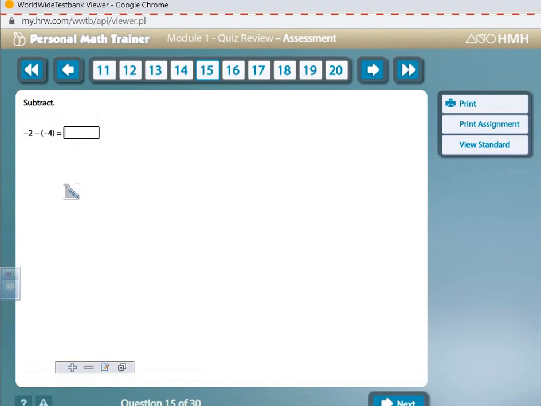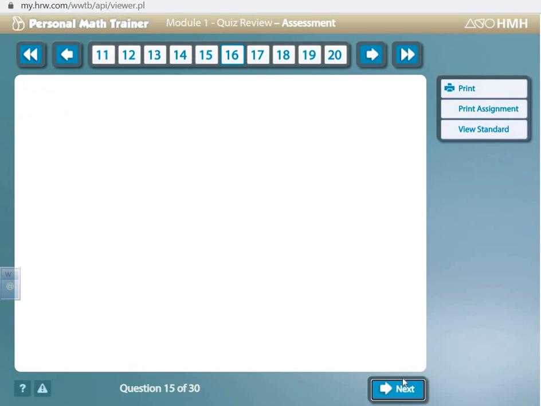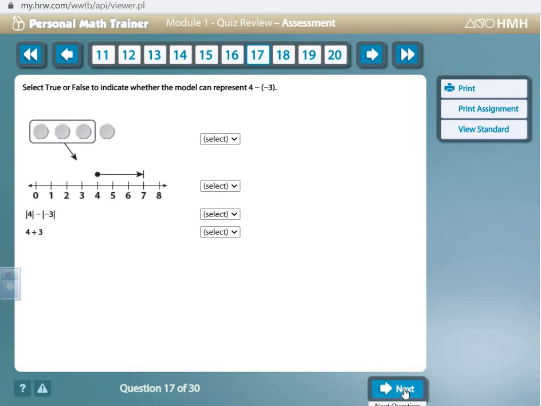Again, on this one, subtracting a negative, minus 2, minus 4, right? Subtracting a negative is the same as adding a positive. What do I have more of? I have more positives. How many more do I have? Positive 2. So it just continues to work through those problems.